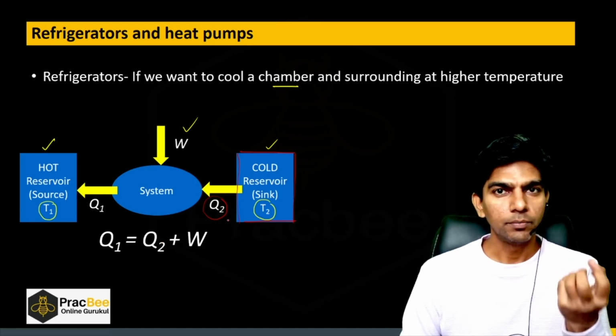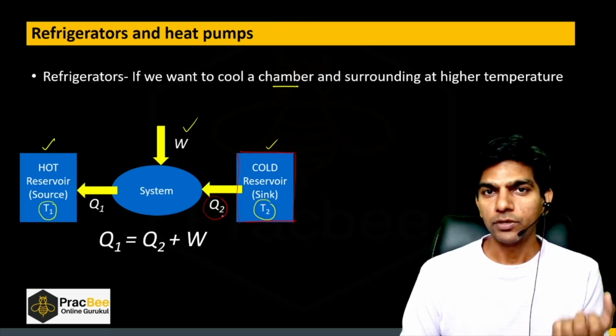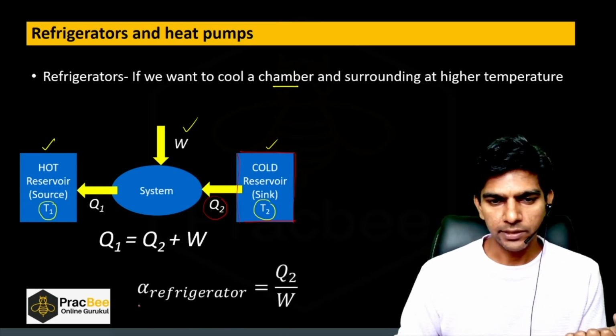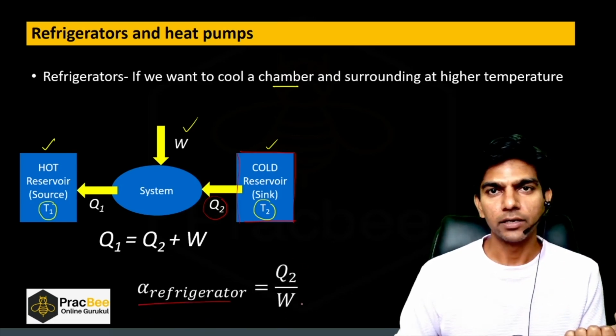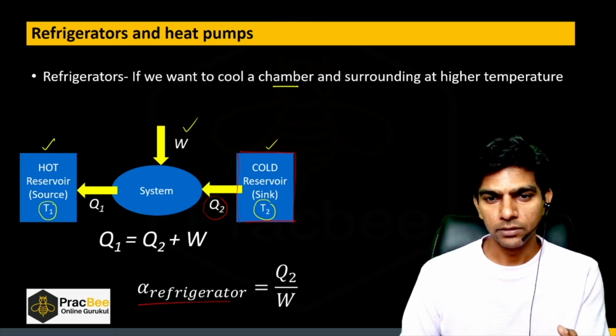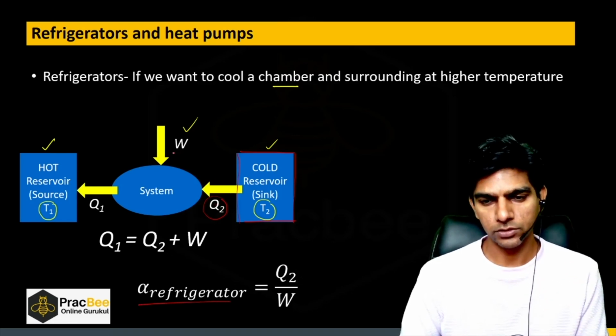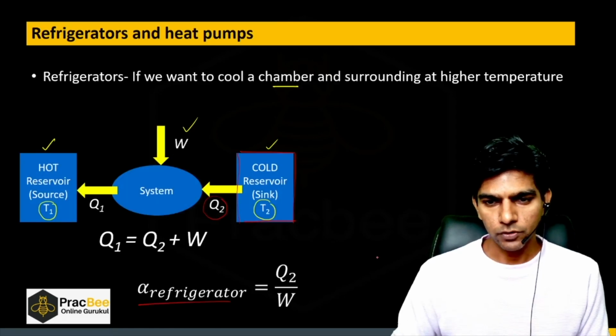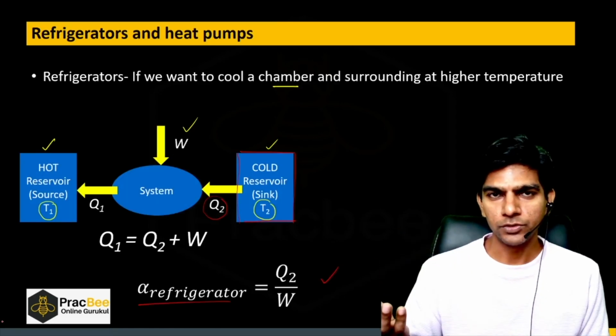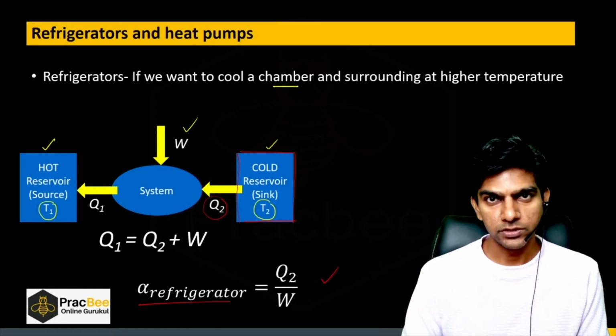We want to maximize Q2 per unit work done, right? So the coefficient of performance in the case of a refrigerator will be Q2 by W, where Q2 is the heat removed from the cold reservoir and W is the work done on the system. So you have to remember this formula. The greater the coefficient of performance, the more efficient the refrigerator is.